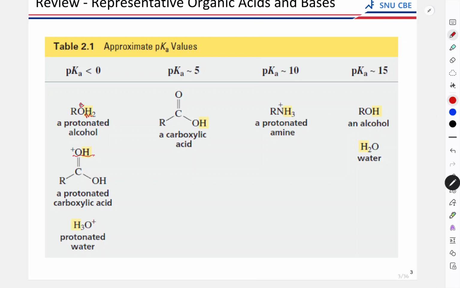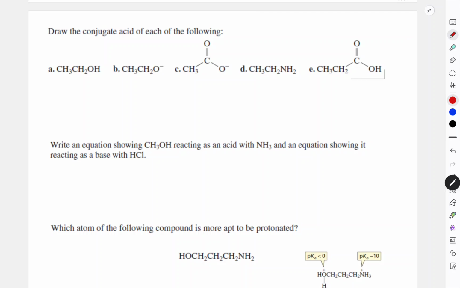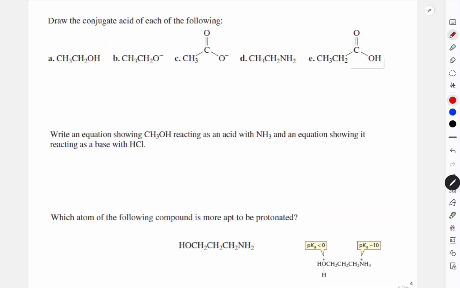So you better remember these numbers, the range of pK values at least for these typical organic compounds. Okay. The protonated alcohol and carboxylic acid or water below 0, carboxylic acid 4 to 5, protonated amine 10, alcohol and water 15 or 16. And these are pieces that we saw together, I guess, in the acid-base chapter and corresponding slides.